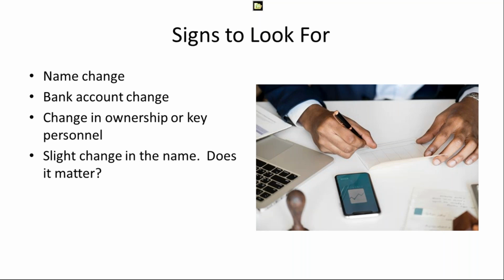Is there a change in the ownership or key personnel? If Joe or Sue was running the business and everything was going well, all of a sudden they're gone. Somebody needs to be asking the question, what's going on? Why? What's the change? Check the Secretary of State's website. See if they've made any changes there.